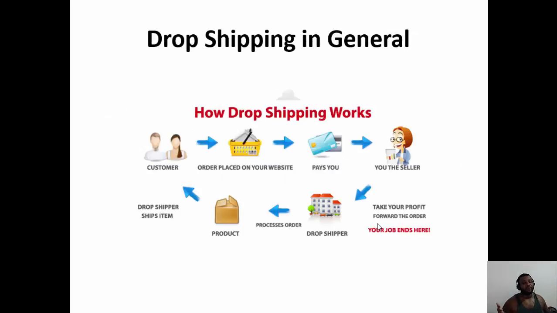So, drop shipping in general. What is drop shipping? If you look at this chart, it's basic. The customer buys something from your website or eBay or Amazon, and sends you the money. Let's say he buys a mountain bike from you for $100. You, on the other hand, go to, let's say, Walmart or AliExpress or one of the drop shipping suppliers, pay $80 for the bike, ship the item to the customer, and keep the $20 profit. That's the long and short of what drop shipping is.